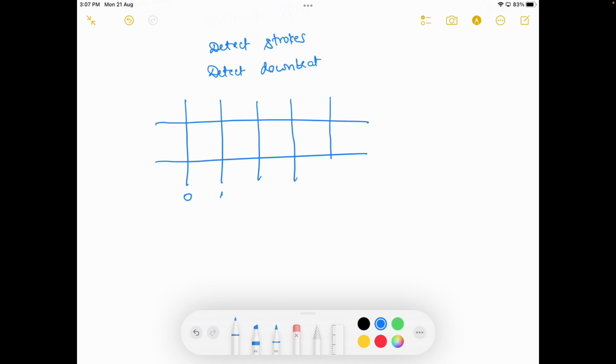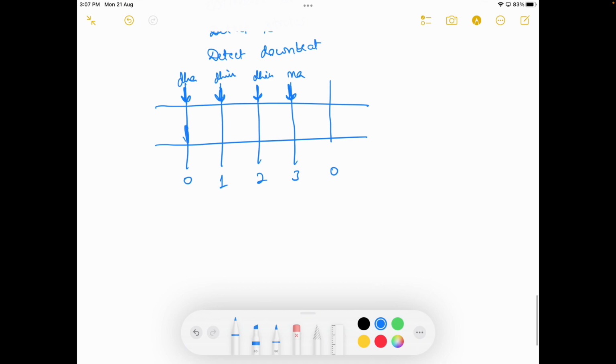This is the time axis, 0, 1, 2, 3, again 0. So here I am playing dha, dhin, na, right? Everything is exactly at the right timing. But in the other one, we are playing dha, then a gap, then dhin is somewhere here. Dha, dhin, dha, dha, dhin, na.